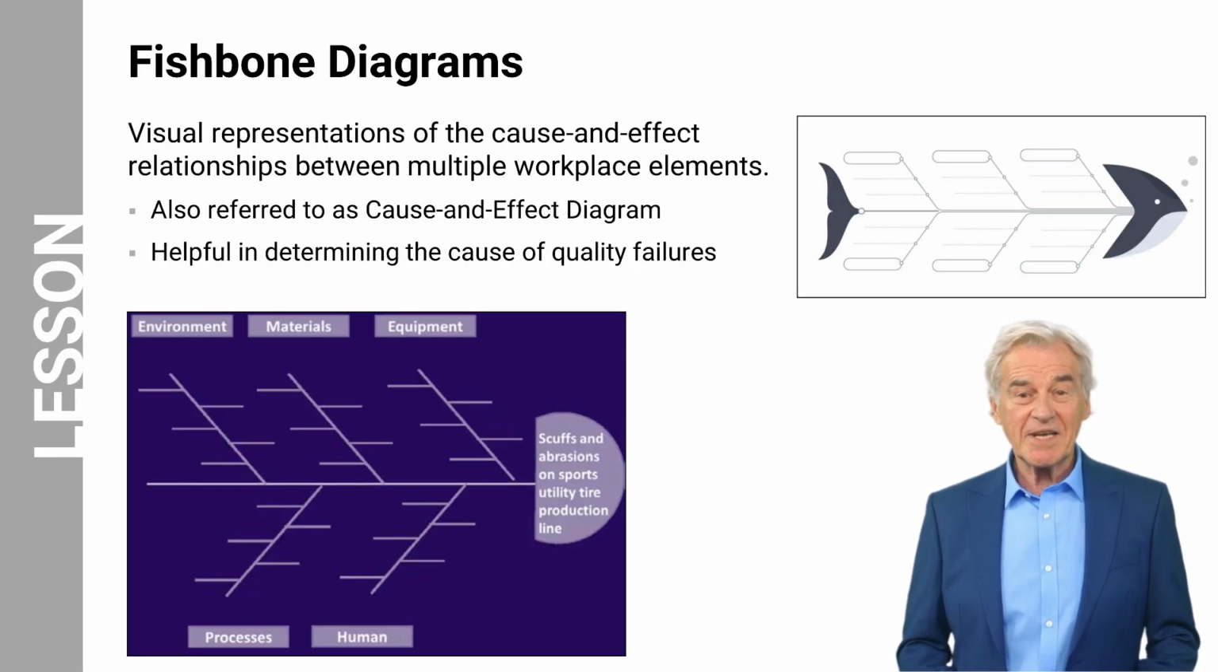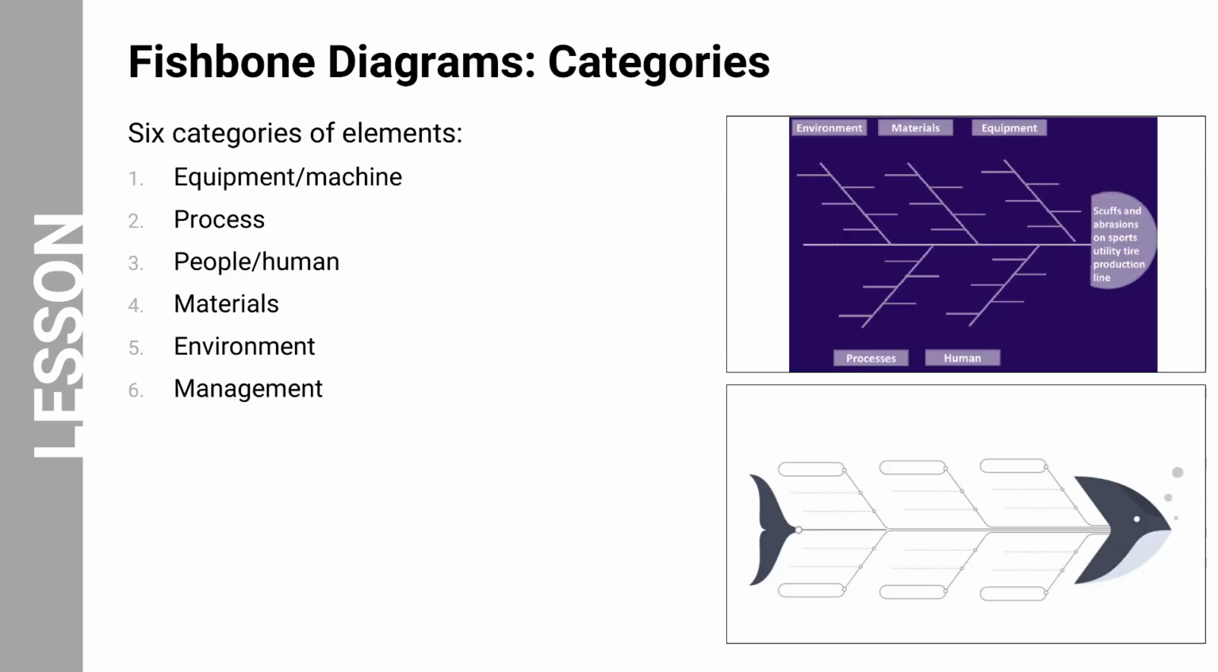A fishbone diagram, also referred to as a cause and effect diagram, is a visual representation of the cause and effect relationships between multiple workplace elements. It is called a fishbone diagram because of its layout. The head of the fish is the problem being investigated, and the bones are the possible factors. There are 6 categories of elements typically used in fishbone diagrams: equipment or machine, process, people or human, materials, environment, and management. However, these categories may differ from problem to problem. Each one of these categories is investigated to determine if or how they contribute to the problem.